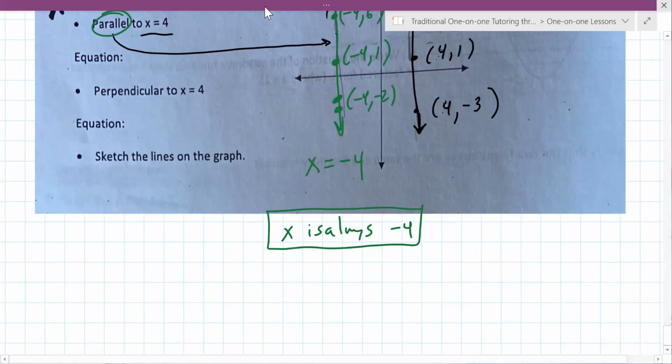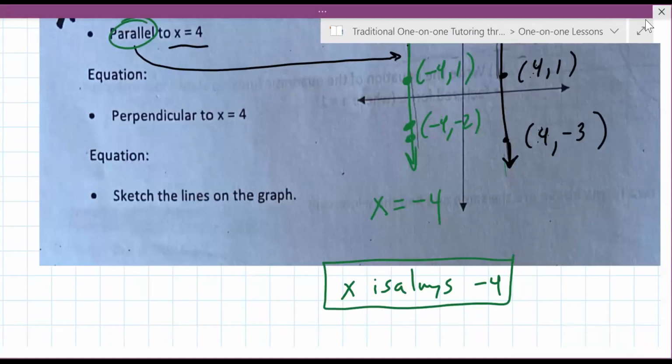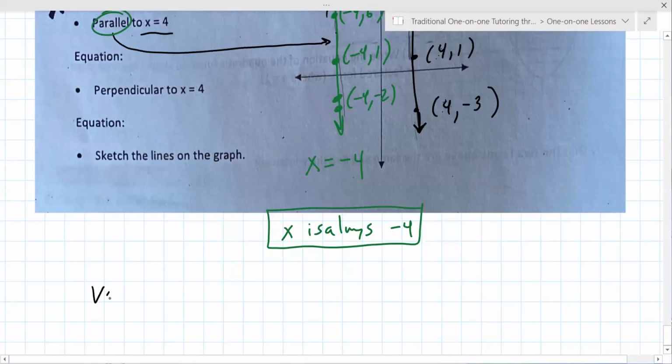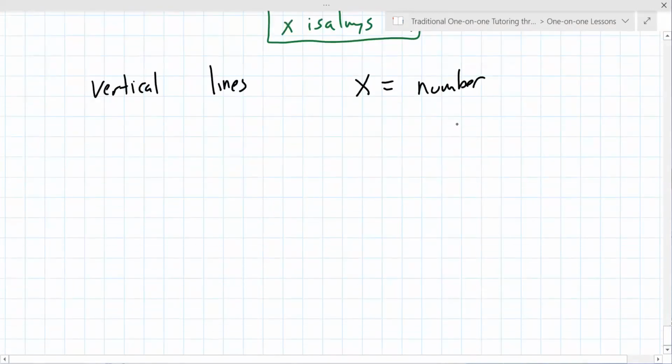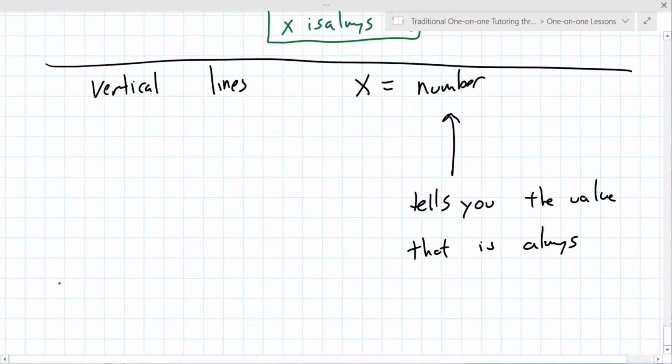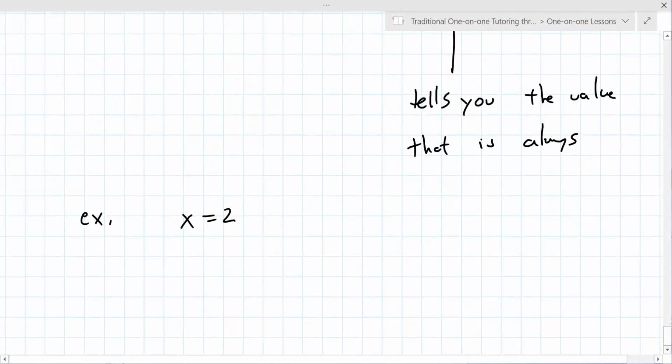That's probably all we're going to have our ability to do, sorry, let me get this maximized. So let's summarize. For vertical lines, the equation is always x equals a number. That number tells you the value that x is always. So for example, let's say x is 2. What is x always? X is always going to be 2.